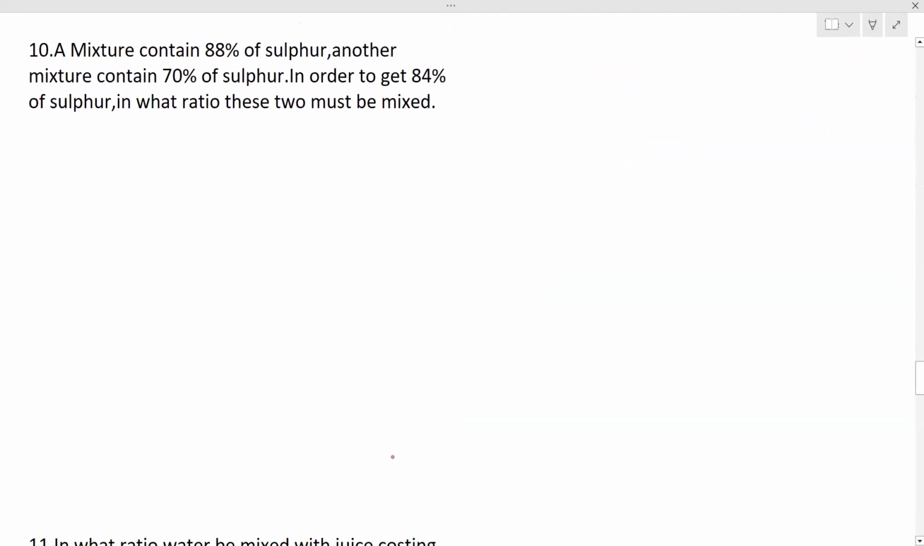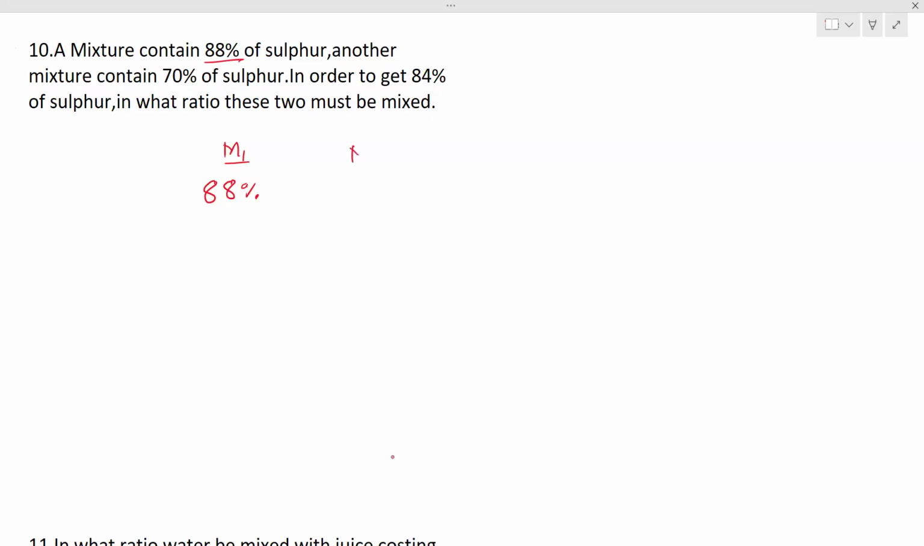Have a look at this question. What do I have here? A mixture contains 88% sulfur. Another mixture contains 70% sulfur. In order to get 84% of sulfur, in what ratio must these two be mixed? A mixture contains 88% sulfur. This is mixture 1 according to me. I'll mark that as mixture 1.